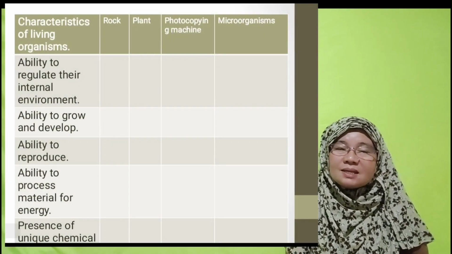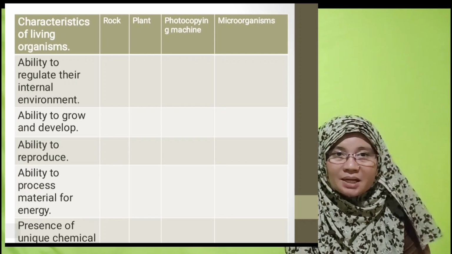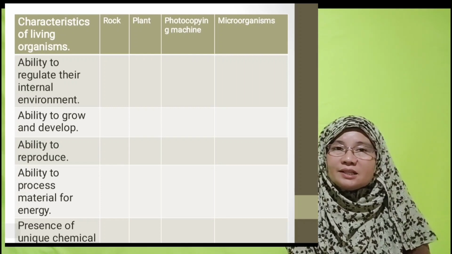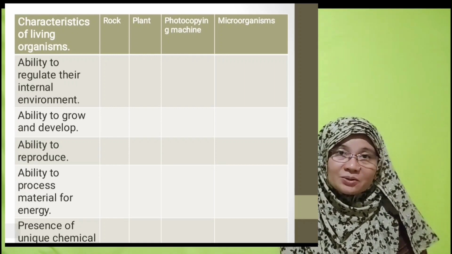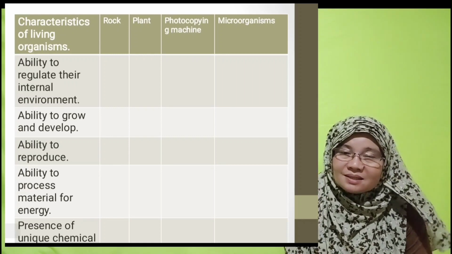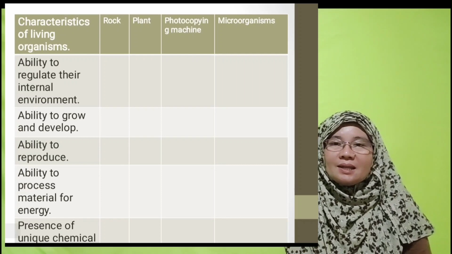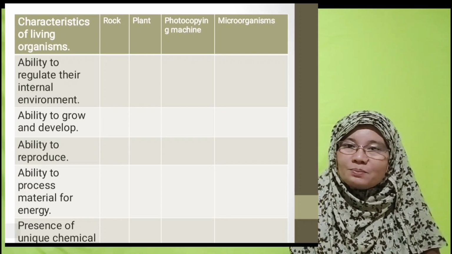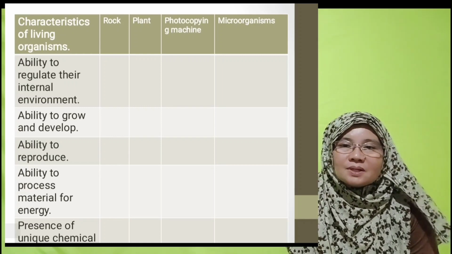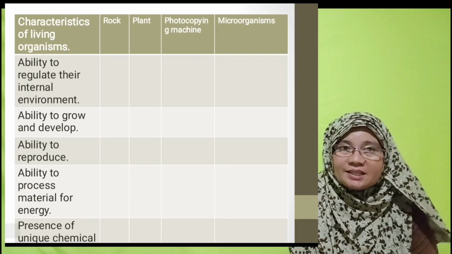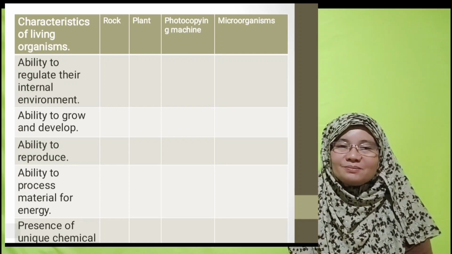Characteristics of living things, we have the columns rock, plant, photocopying machine, and microorganism. Ability to regulate the internal environment. Does a rock have the ability to regulate its internal environment? How about plants and the photocopying machine? And the last one is the microorganism. Next, we have the ability to grow and develop. Okay? Next, ability to reproduce, ability to process materials for energy, and the presence of unique chemical organization.